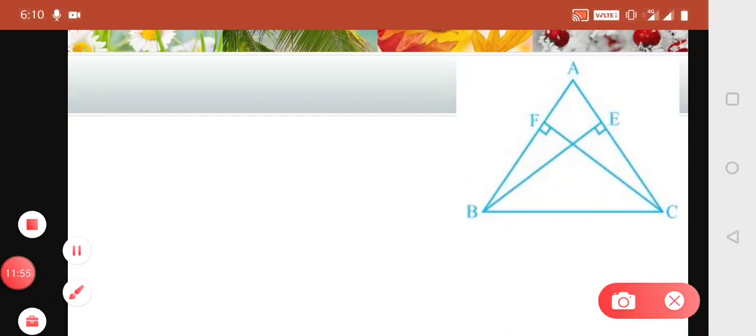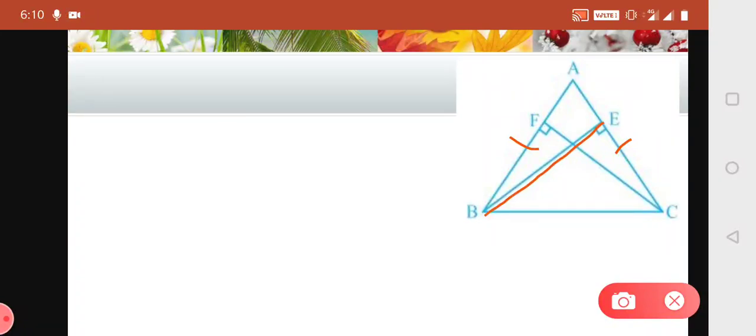Let's see the figure first. According to question, it is given that ABC, this whole triangle, is an isosceles triangle where AB equal to AC. These two sides are equal. Further, BE is perpendicular to AC, means BE makes 90 degree angle on AC, and similarly CF is perpendicular to AB, and we have to prove that BE equal to CF.